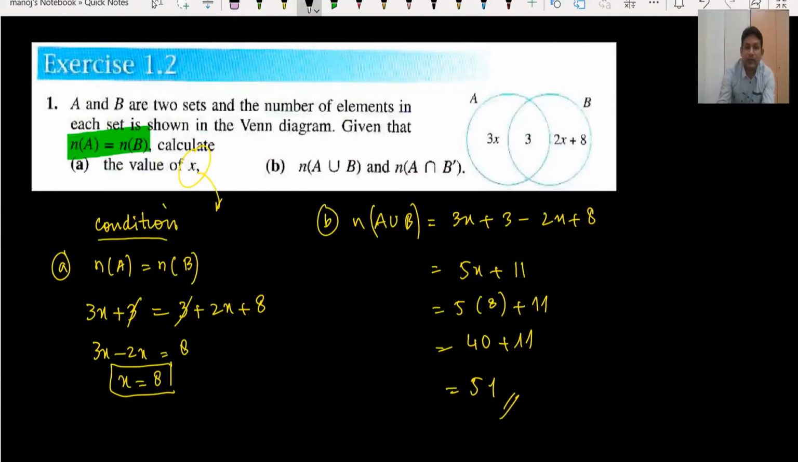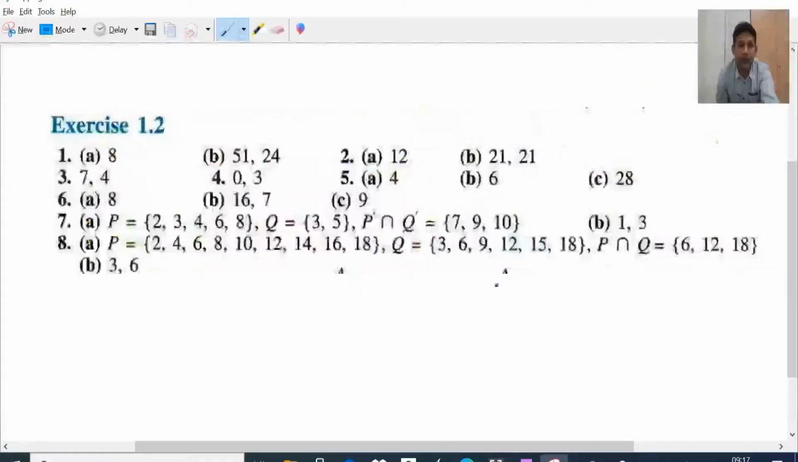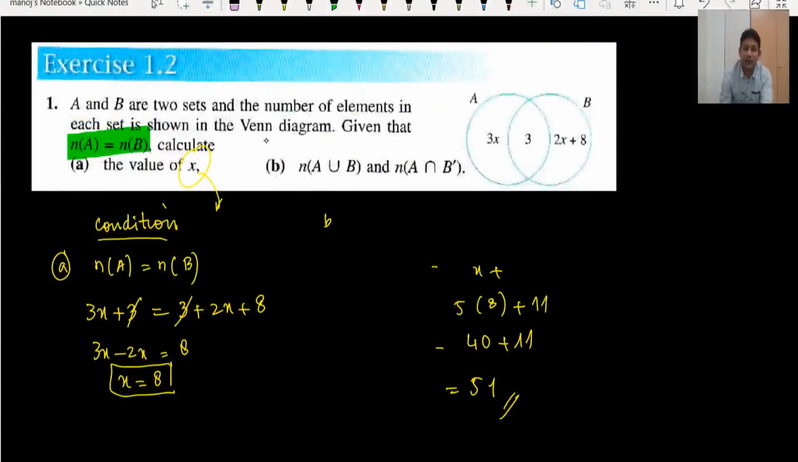Let me take one example here. I have done this, and you can check the answer is coming 51. The answer is coming like here, you can see 8 and the 51. I'm moving to the next part, which is very important. I would like to explain something about the Venn diagram.